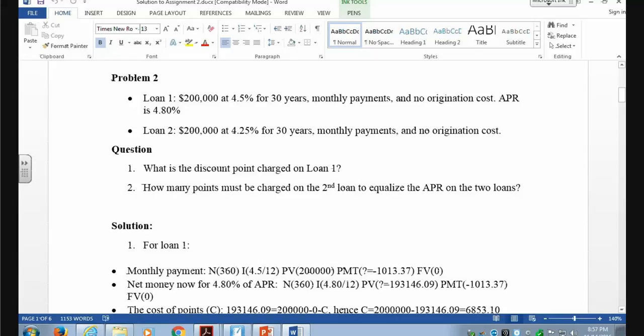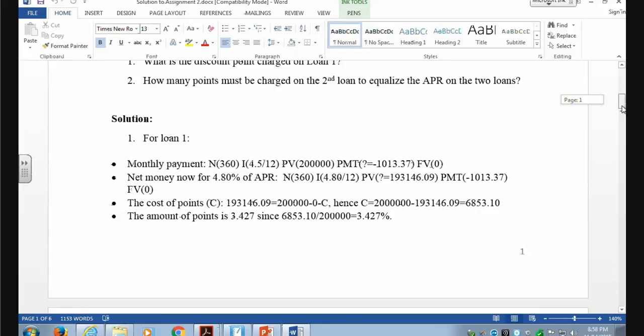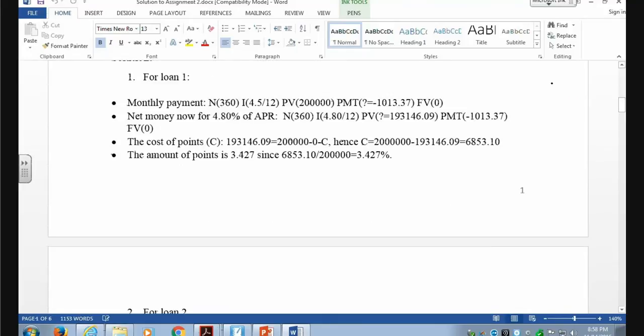Okay, so for problem 3, go down so I can see. Go down to the answers. Okay, got it. Wait, so the cost of the points is only 6,853. You don't divide. I did 200,000. Yeah, I will actually post this on our course website, so don't worry. But you need to make sure you understand each step, right?